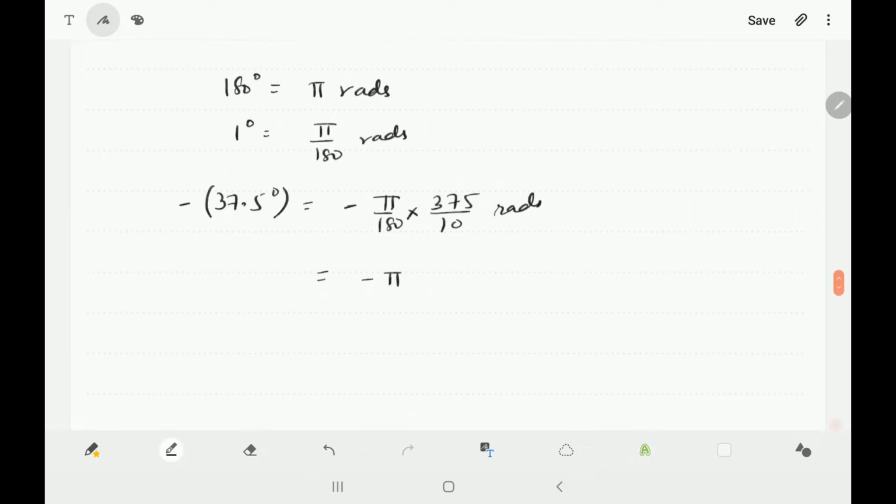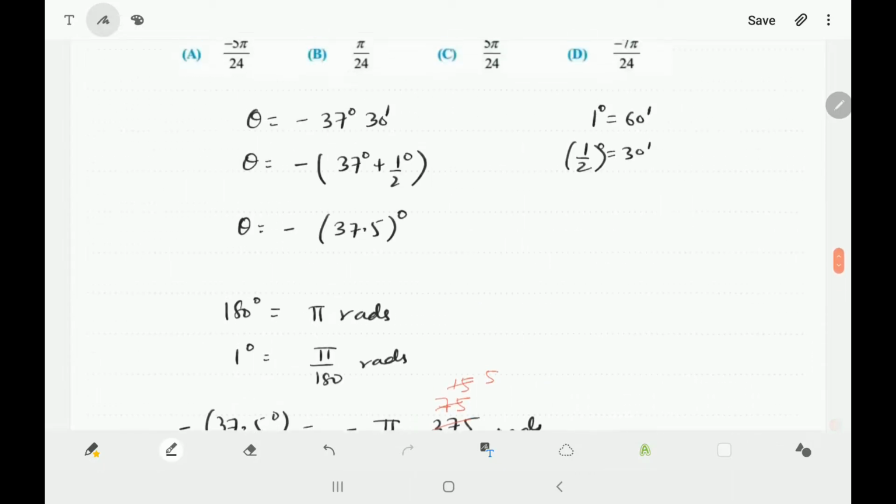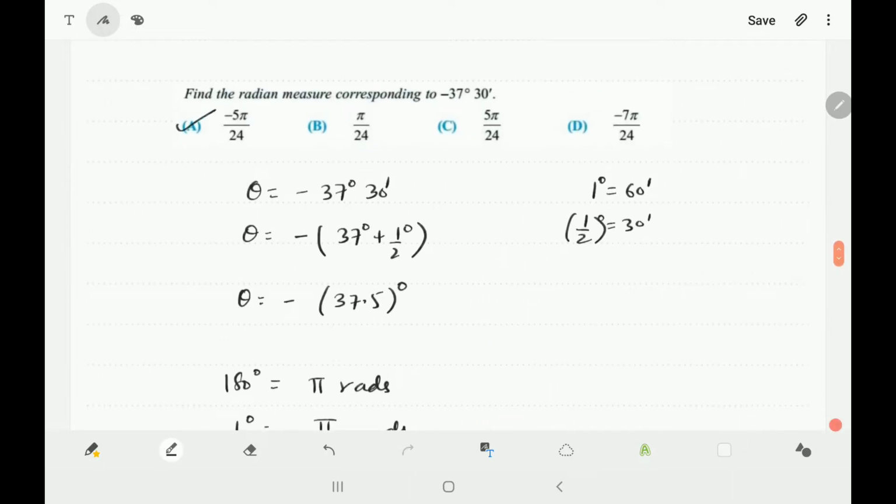So minus pi, let's simplify. You can cancel this term with 5. 5 7s are 35 and 75. You can cancel this term with 5. 5 3s are 15, 36. Now with 5 2 again, this will be 15, with 3 it will be 5, and with 3 it will be 12. So the final answer for us is minus 5 pi divided by 24 radians. So the answer for this problem will be minus 5 pi divided by 24, which is option A. I hope it is clear.